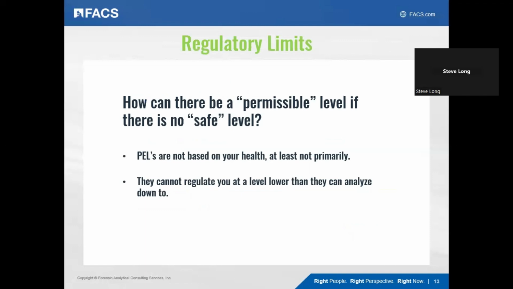So we've heard before that CDC and EPA say there is no safe level. So then if there's no safe level of lead, how do we establish permissible levels? Well, that's because many times the PELs are based not so much on health, but other factors. One big one is that we can only regulate down to a level that we can measure, right? So we can't regulate lower than the analytical sensitivity.